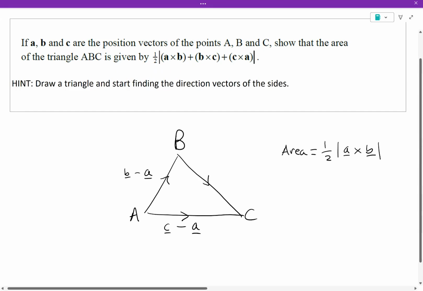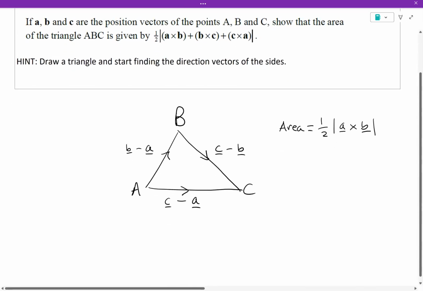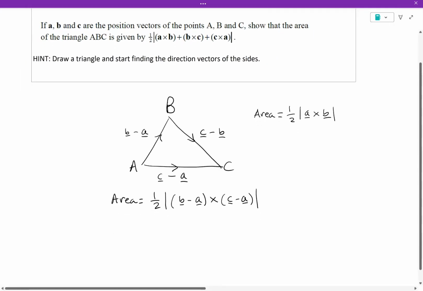Let's say we were going from B to C. Well, then we would be doing c subtract b, like that. So now I can have a go at using my area formula. It is going to be half the magnitude, and then we just need to pick two of the vectors. It doesn't matter which two, as discussed in the previous video. So let's just go with the b subtract a, which I'll put in brackets because it is subtract, cross product with the c subtract a, which I'll also put in brackets like this. So we've got ourselves an expression for the area, but it's not exactly what I want.